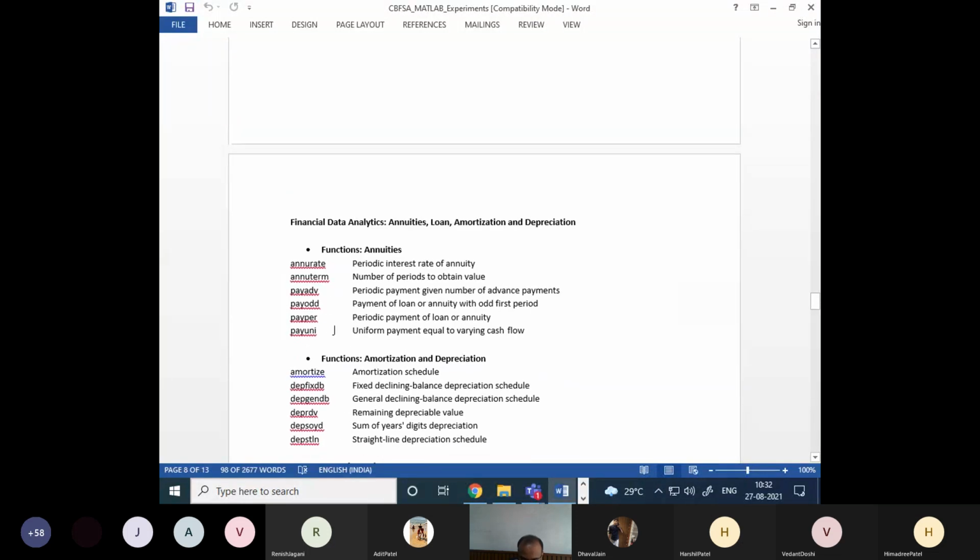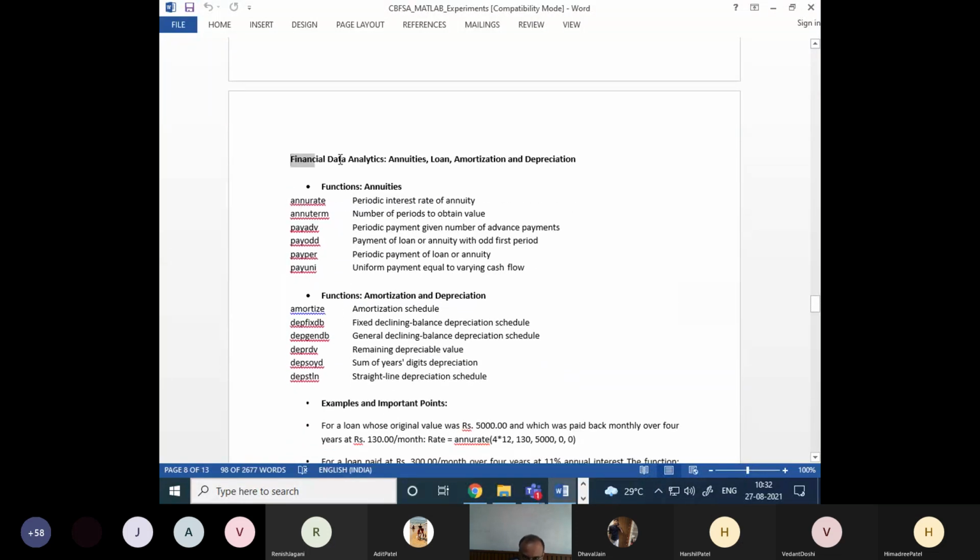So let me go to today's session. Today we continue with financial data analytics and we see annuities, loan amortization and depreciation. So there are functions related to this in MATLAB. Let me go through the functions related to annuities.